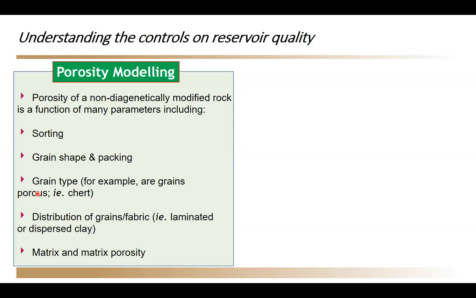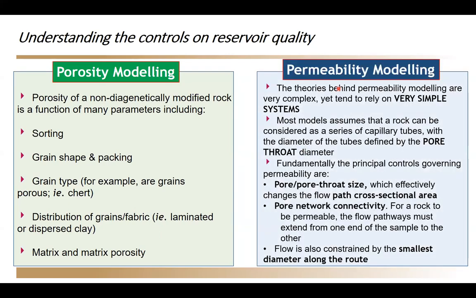The grain type: if I have labile grains, which are unstable grains converting to other minerals with movement, the distribution of the grain fabric itself, like the sedimentary structure, the lamination, and the dewatering effect, the matrix and the matrix porosity. This will lead to permeability modeling.